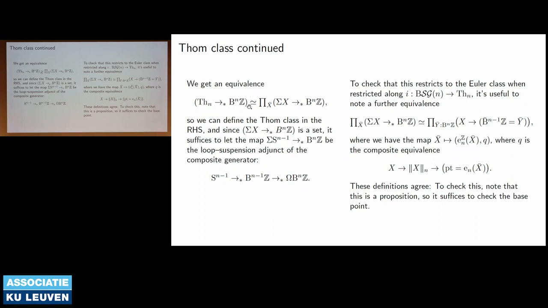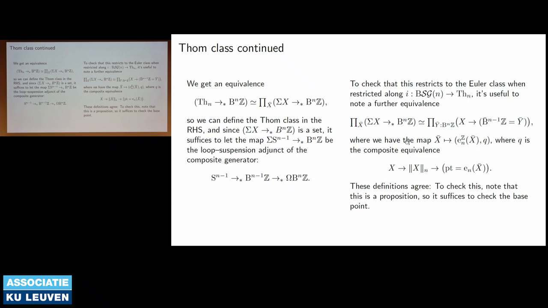Pointed maps, so from this cube we get an equivalence. Pointed maps out of the Thom space, say to give a cohomology class, is the same as to give, for every oriented sphere, a pointed map from the suspension to, could be any pointed type, but let's take BNZ. And here we can just take the adjunct of this map, which has a generator in BNZ, which is the loop space of Bn-1Z, which is a loop space of BNZ.